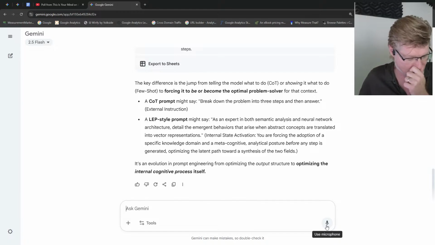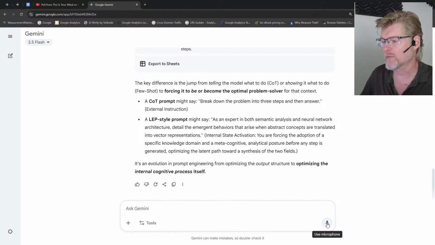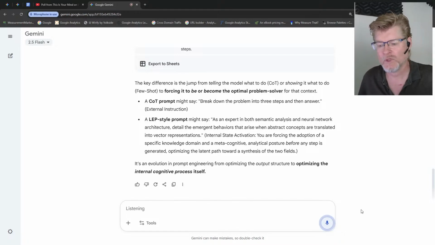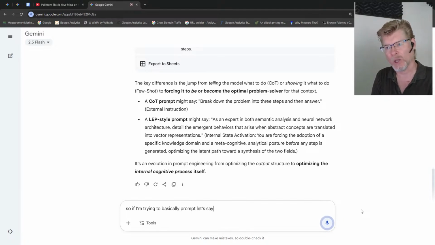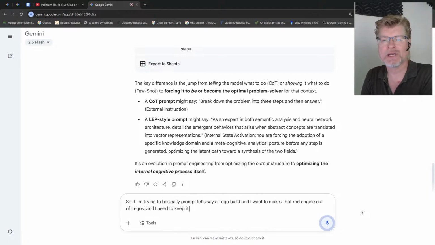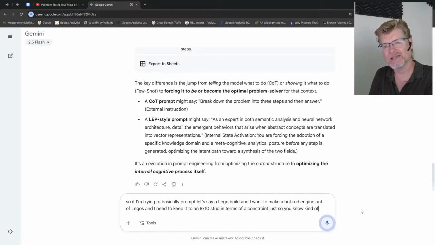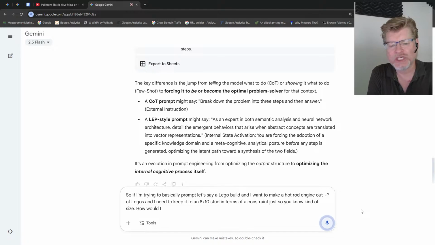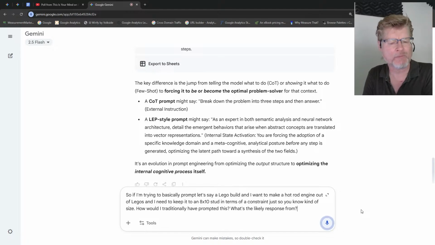I think I have all the details of this down, because he had sent me some details earlier. I'm remembering these, so I hope that they work, but let's find out. So if I'm trying to prompt a Lego build, and I want to make a hot rod engine out of Legos, and I need to keep it to an 8x10 stud constraint, just so you know the size, how would I traditionally have prompted this? What's the likely response from that prompt?